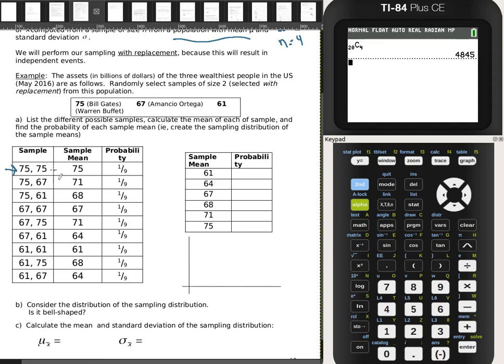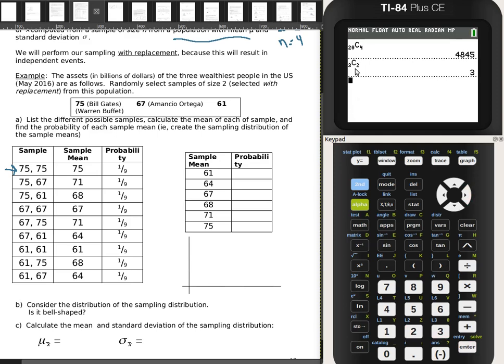And then for each of these samples, we calculated what is the mean of that sample. So when you get both 75, the average of those two is, of course, 75. And what we came up with is that there are 9 different possible samples. That should be what we get by finding the number of combinations of size 2 out of a list of 3 people.